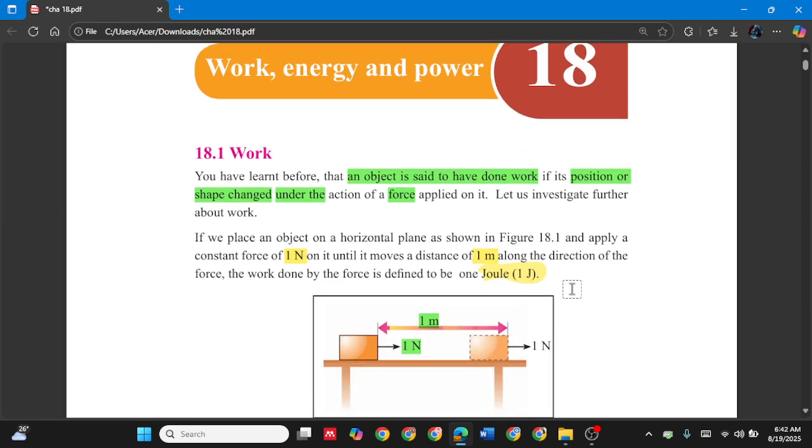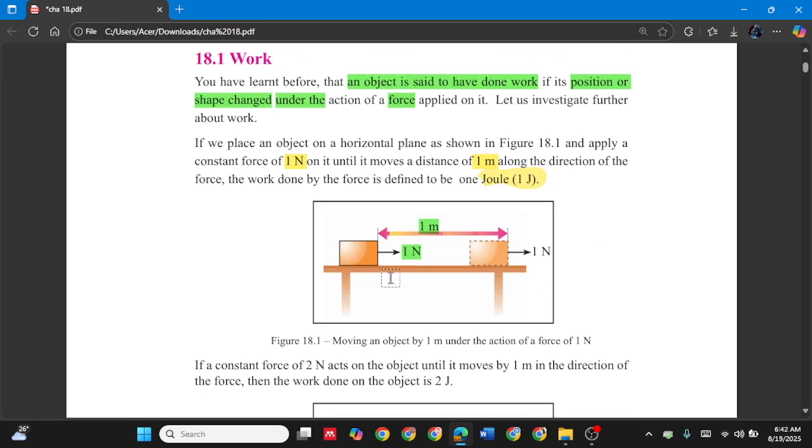An object is said to have done work, put a small dash, if position or shape changes under the force. When we consider that an object has done some work, it is because position or shape changes under the force. Then draw this one. You don't need to draw this table. Just draw it simply, put 1 Newton, 1 meter, and then write the answer in this way.